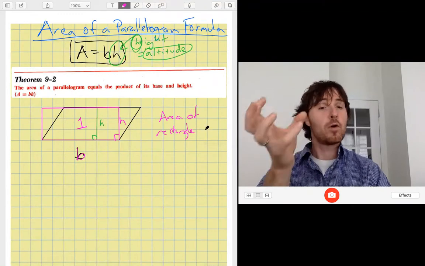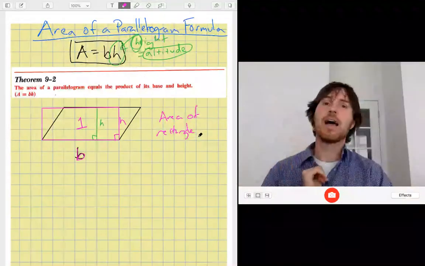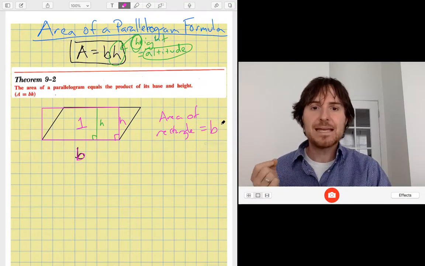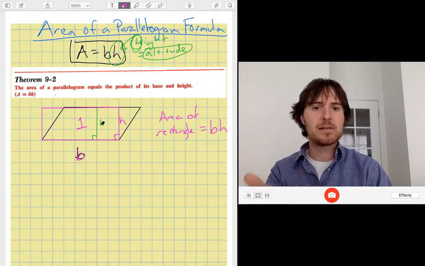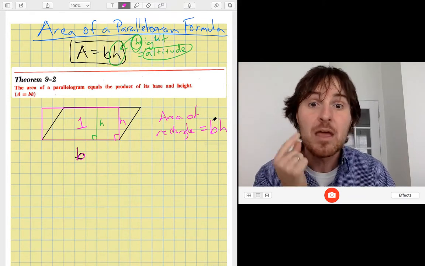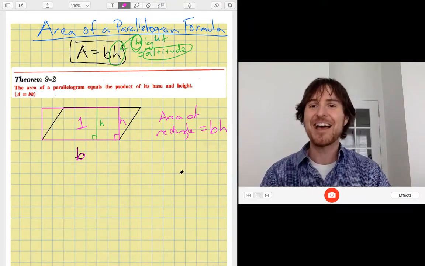by the formula that I just proved with you last video, by the formula of how you prove the areas of rectangles here, equals base times height, the same base times height as that parallelogram has. And that's what I want to prove, that these areas have got to be the same. Area of rectangle equals base times height.